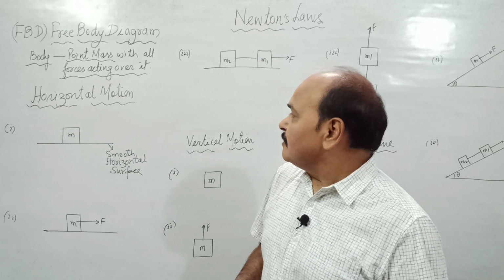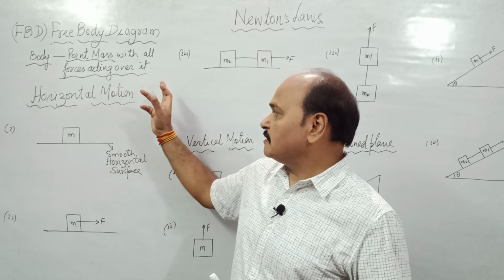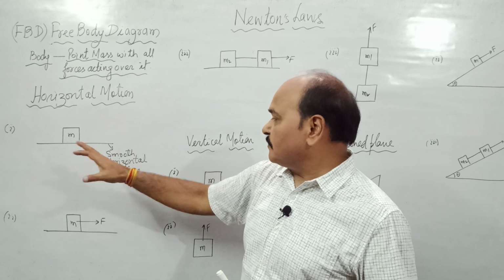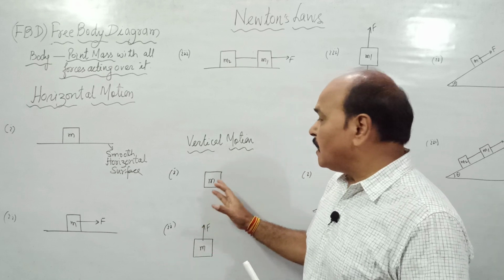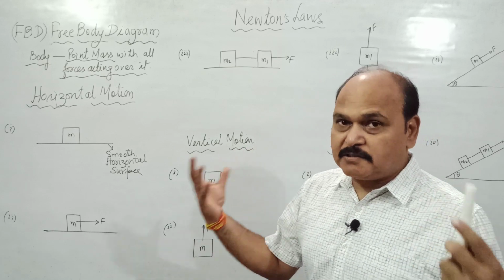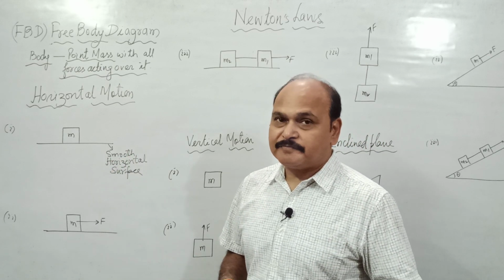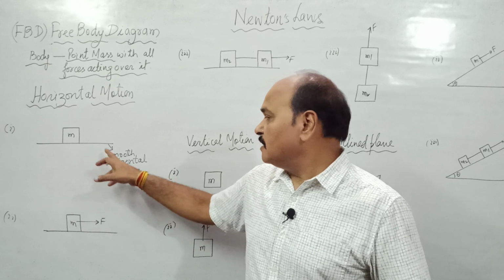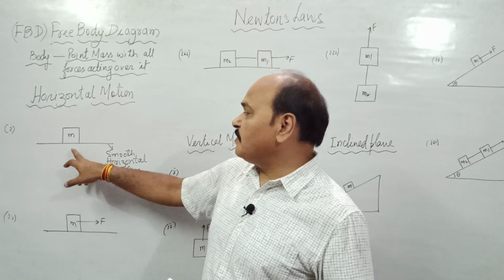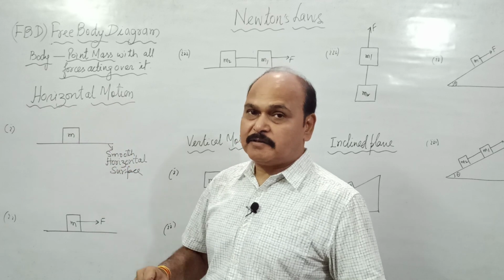Well, this is the very first example of horizontal motion. All the surfaces which are being taken here are going to be smooth surfaces. Once we study the chapter on friction, then these surfaces would also be rough. So this is a horizontal smooth surface, and we have a mass m lying over it. Mass m is placed over it.